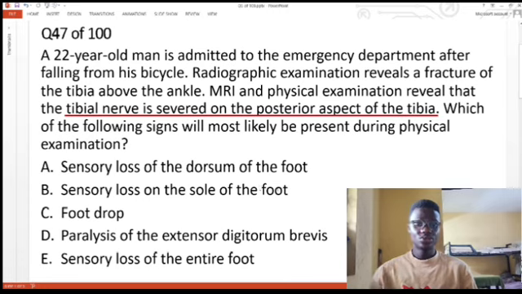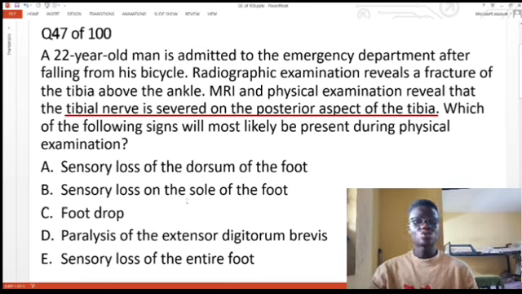Sensory loss of the dorsum of the foot. The dorsum of the foot is majorly supplied by the superficial peroneal nerve, right? And the first interdigital cleft is supplied by the deep peroneal nerve. So they don't have anything to do with the tibial nerve. So option A is definitely not correct. Sensory loss of the dorsum of the foot cannot happen. There's going to be sensation on the dorsum of the foot, and it's not lost, because the peroneal nerves are not injured.